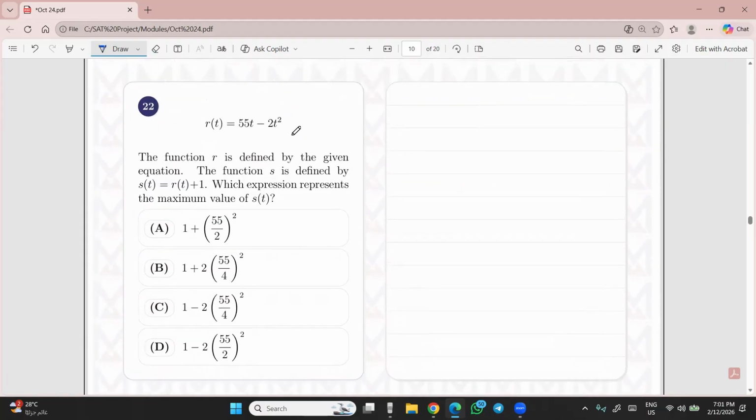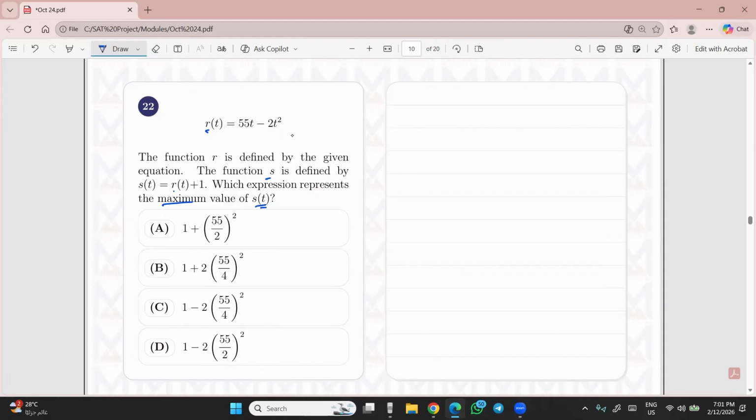Number 22, we have this function right here. R of t is equal to 55t minus 2t squared. The function R is defined by the given equation. This is a function R. The function S is another one, which is R of t plus 1. It means that this equation is moved up a little bit, or one step up. Which expression represents the maximum value of S of t?